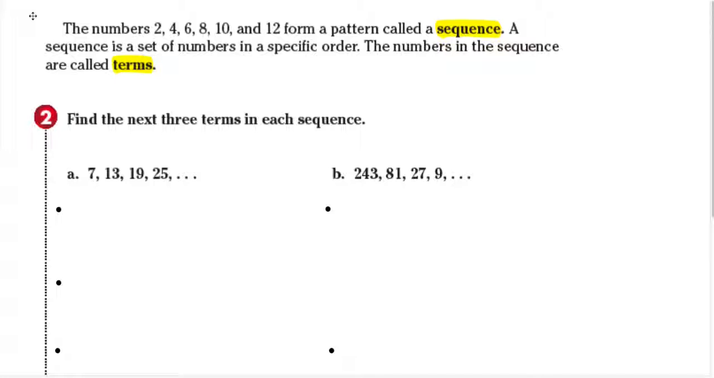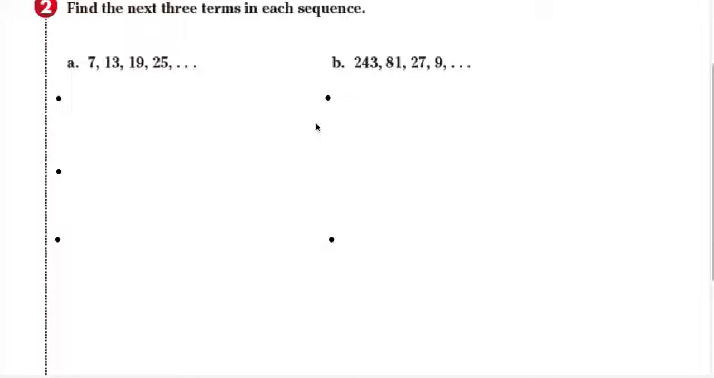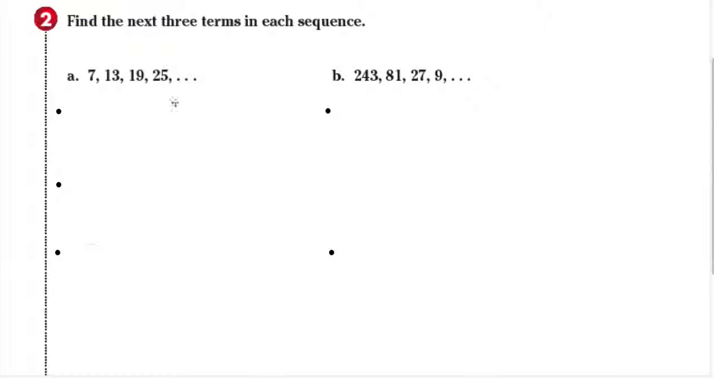The numbers 2, 4, 6, 8, 10, and 12 form a pattern called a sequence. A sequence is a set of numbers in a specific order. The numbers in a sequence are called terms. So the number 2 is a term, 4 is a term, 6, 8, 10, 12 are all called terms. In example 2, you're asked to find the next 3 terms in each sequence: 7, 13, 19, and 25.